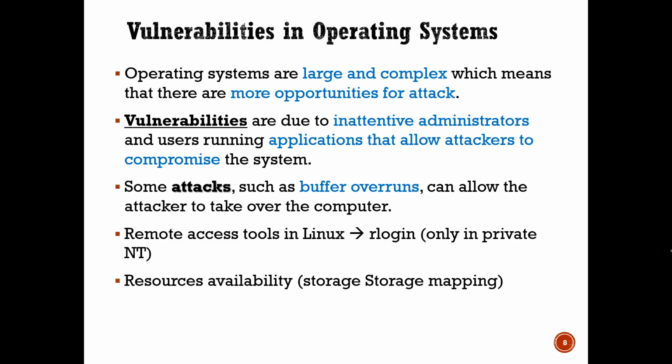So some attacks, such as buffer overruns, are available on the operating system. Buffer overruns can allow the attacker to take over the computer by listening or sniffing to the services that are activated in the operating system. Remote access tools can also be used to initiate remote access and link to the operating system by using the tool.